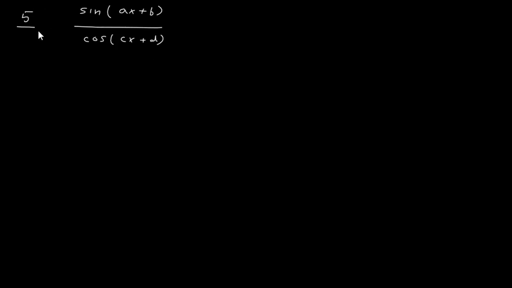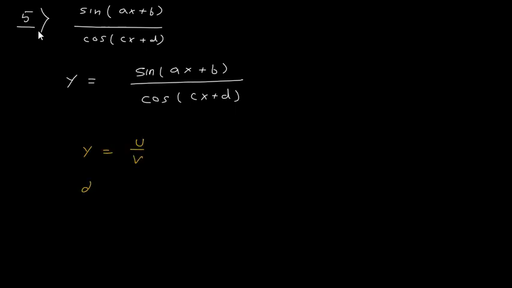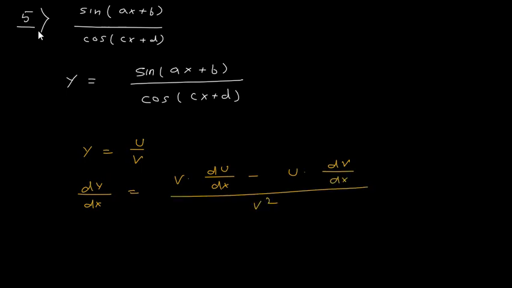Fifth problem we have sin ax plus b upon cos cx plus d. So I will say y is equals to sin of ax plus b upon cos of cx plus d. So here you can see that I have ratio of two functions. So here I have to use the rule of u upon v. I hope you remember. If y is equals to u upon v, then dy upon dx is v into derivative of u minus u into derivative of v upon v square.